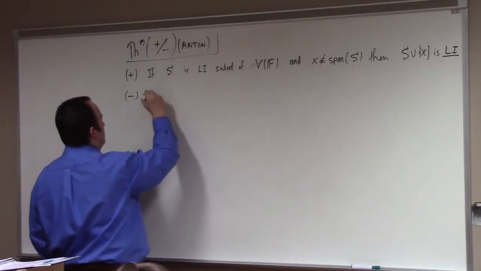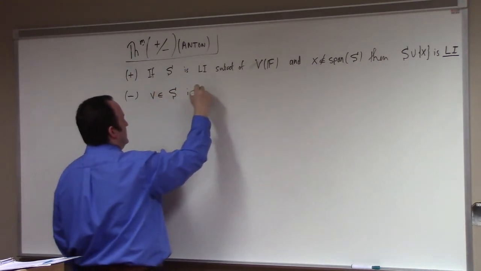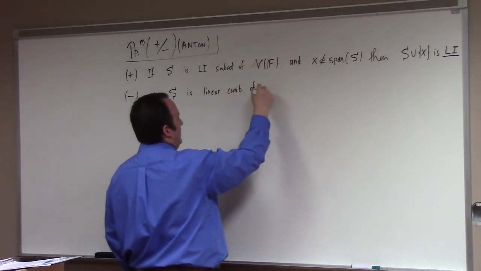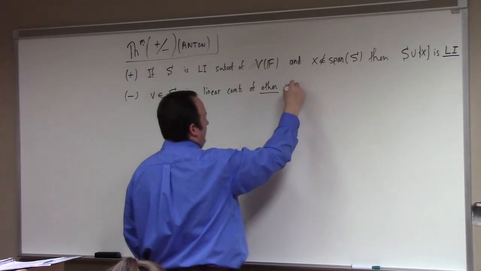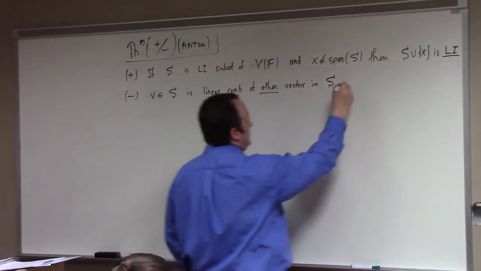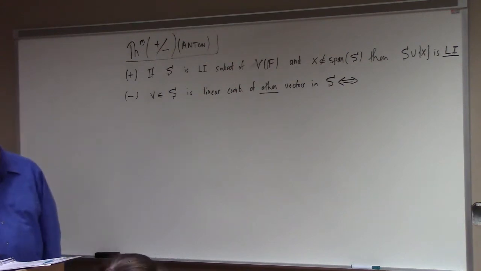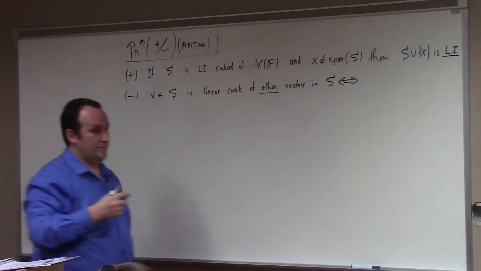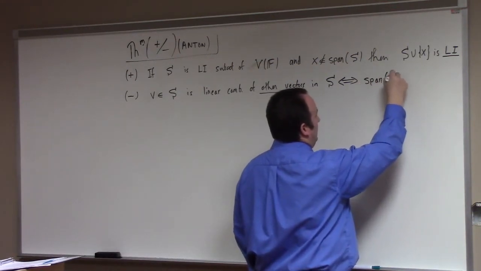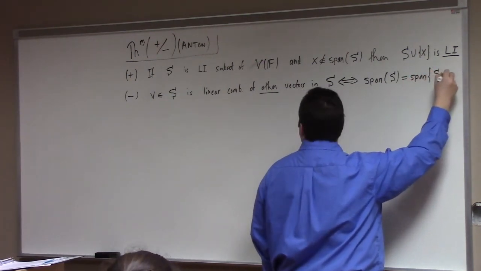It says that V in S is a linear combination of other vectors in S, if and only if what? If and only if the span of S is the same as the span of S with V removed.